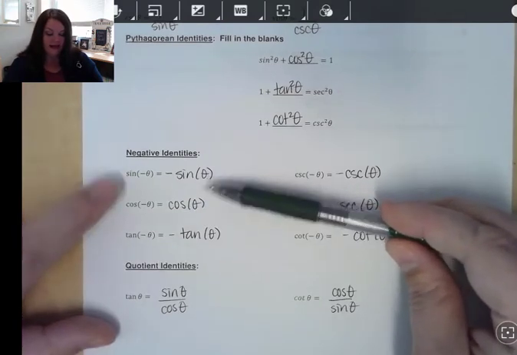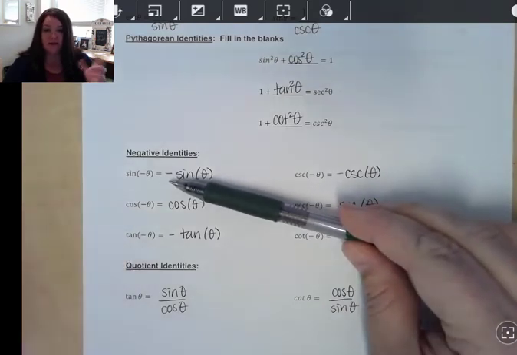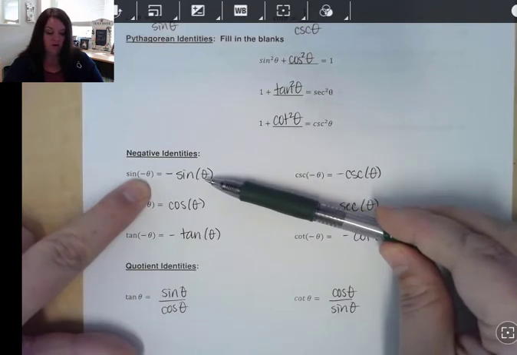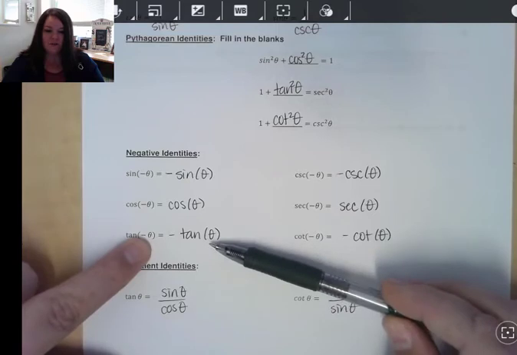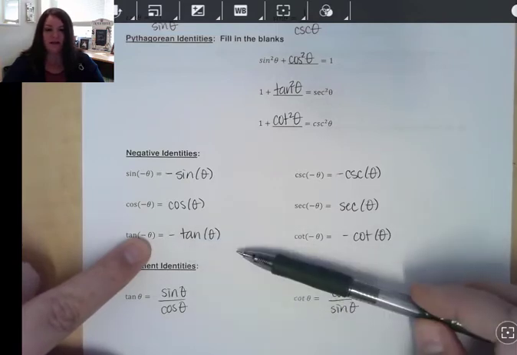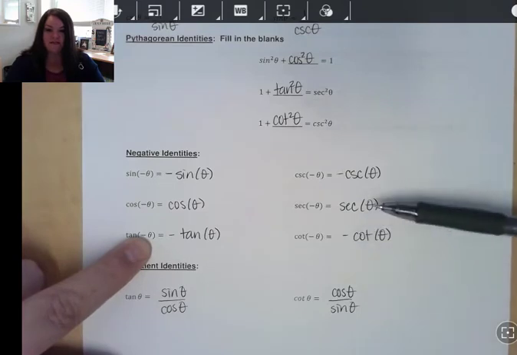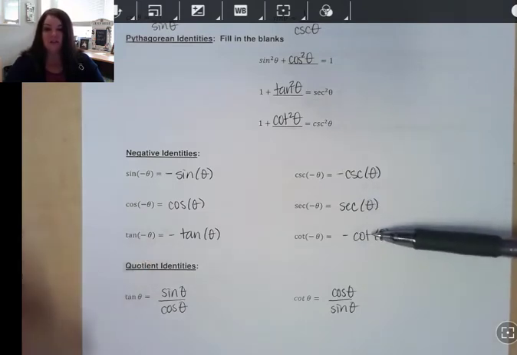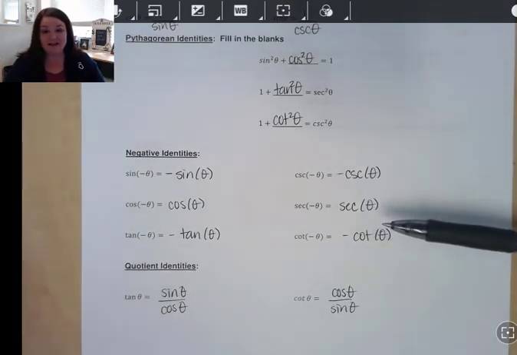But for sine and tangent, the value actually changes sign, meaning from positive to negative. When we go from a negative angle to a positive angle, we get a negative sine value. When we go from a negative to a positive angle for tangent, we also get a negative. That is also true of their reciprocals. Notice secant does not change values, but cosecant and cotangent do change values. Okay, so make sure you're familiar with those negative identities.